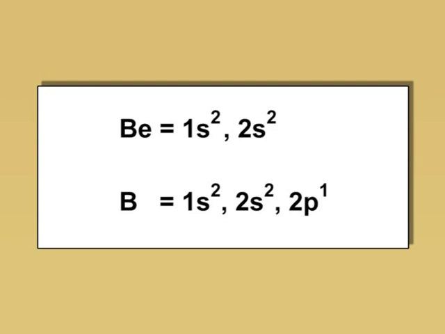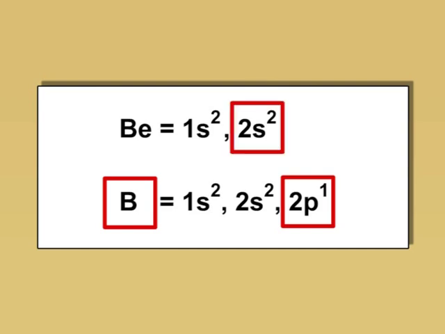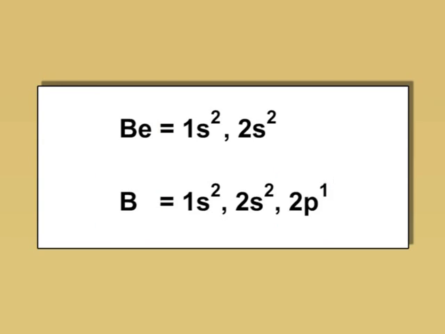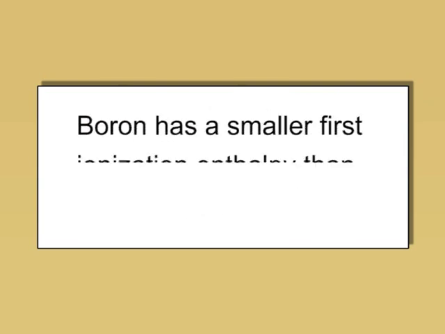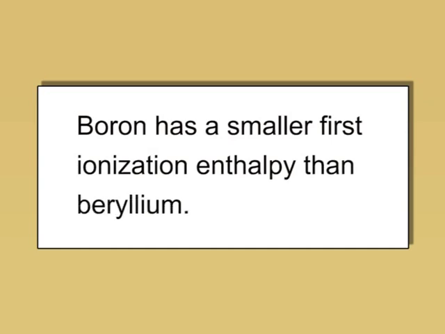The penetration of a 2s electron to the nucleus is more than that of a 2p electron. Hence, the 2p electron of boron is more shielded from the nucleus by the inner core of electrons than the 2s electrons of beryllium. Therefore, it is easier to remove the 2p electron from boron compared to the removal of a 2s electron from beryllium. Thus, boron has a smaller first ionization enthalpy than beryllium.